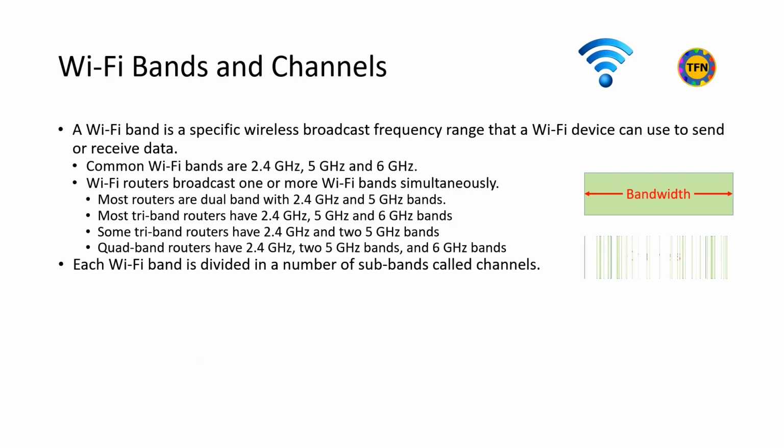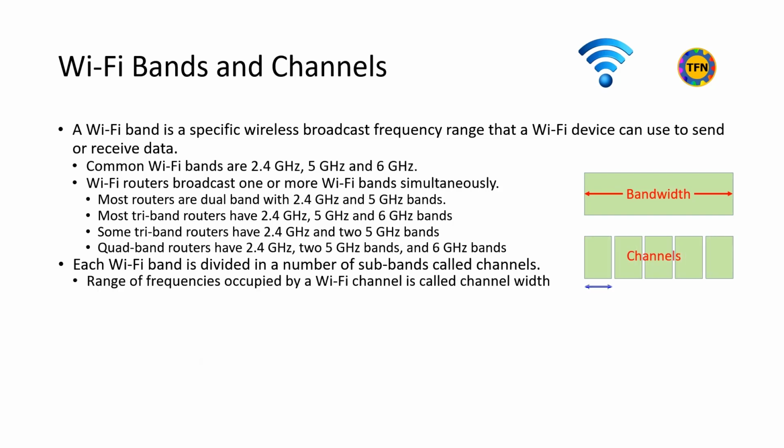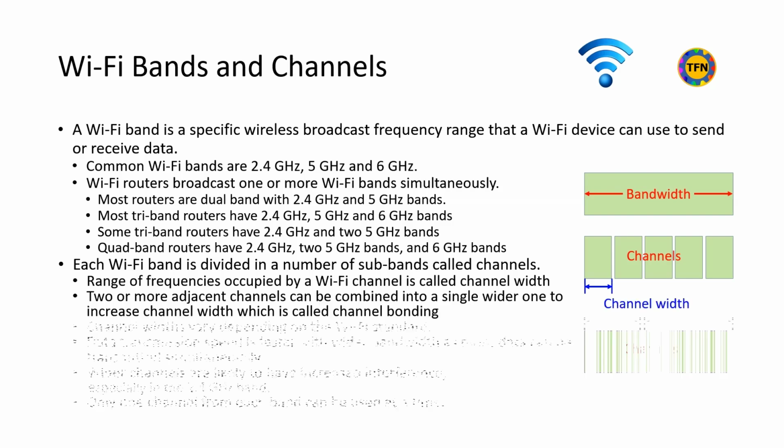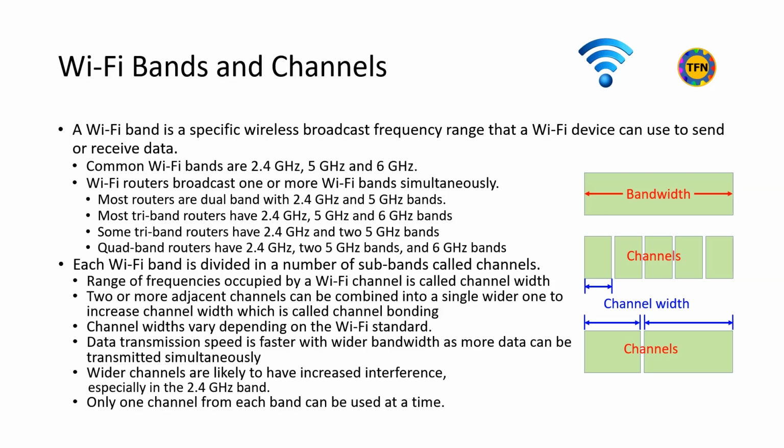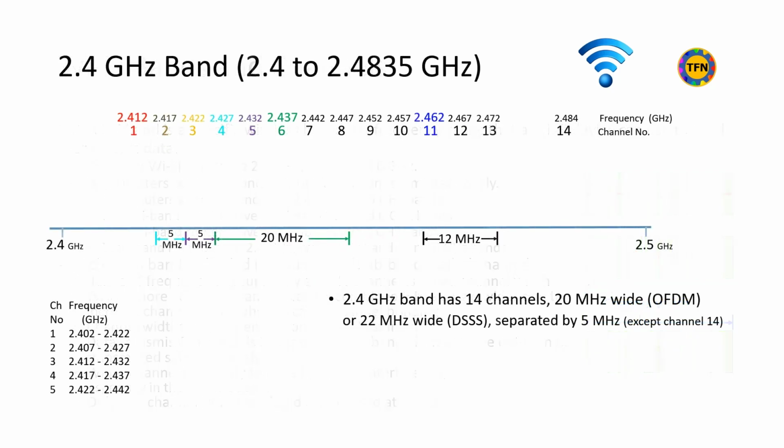Each Wi-Fi band is divided into a number of subbands called channels. The range of frequencies occupied by a channel is called channel width. Two or more channels can be combined into a single wider channel with channel bonding. Available channel widths depend on the Wi-Fi standard. Wider channels allow faster data transmission, with potentially increased interference. Please note that only one channel from each band can be used at a time.